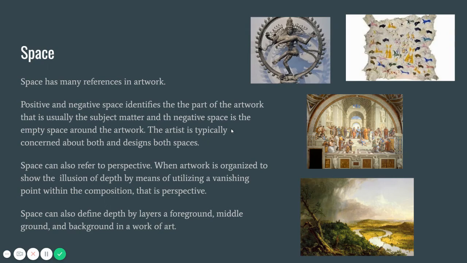Okay, space has multiple references to it. The way that we refer to space in the first sense is called positive and negative space. All that does is identify the part of the artwork that is usually the subject matter, and then the negative space is kind of like the empty space around it, or the part of the artwork that is kind of left over, or the unnecessary, unimportant background.